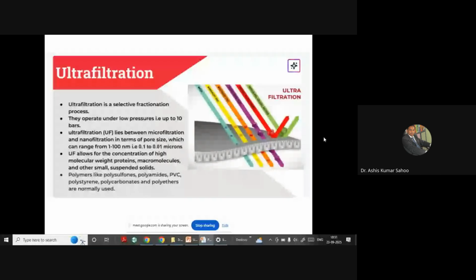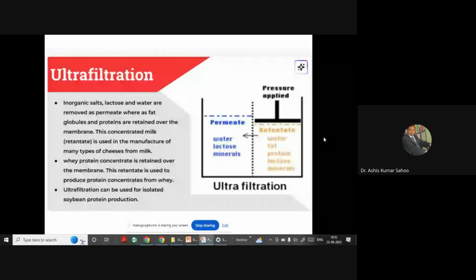polymers like polyester and polyamide. The concentrated milk is used in the manufacture of many types of cheese. Here the membranes will filter, and protein concentration is used to improve performance.